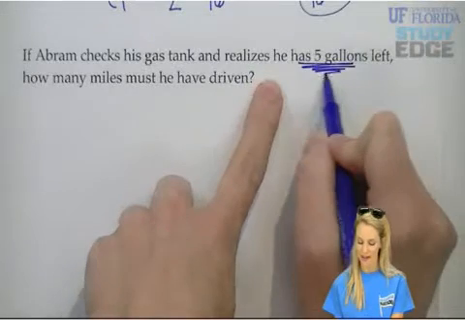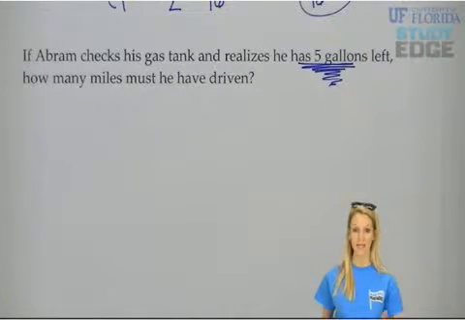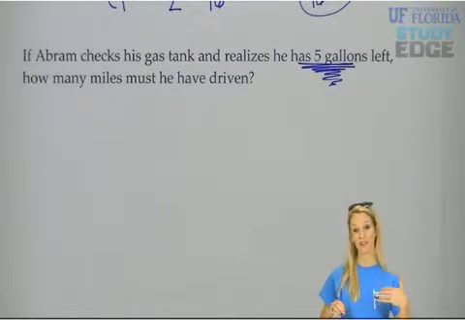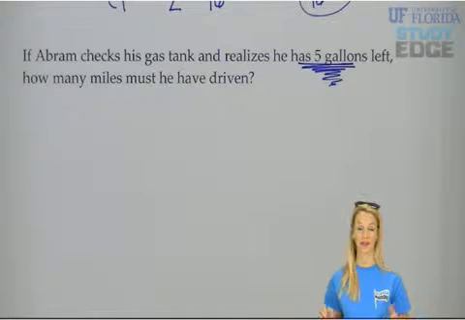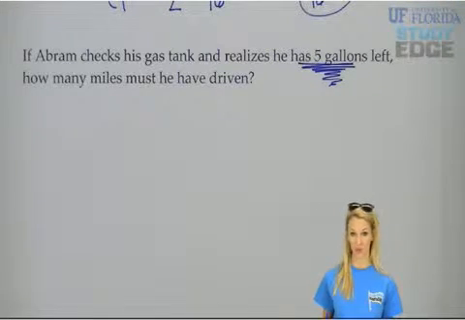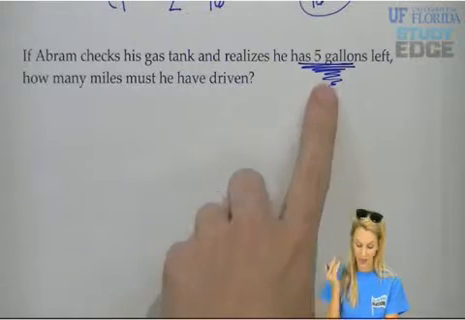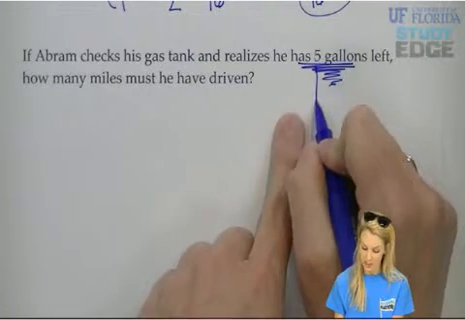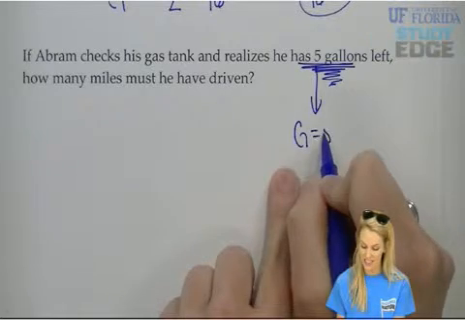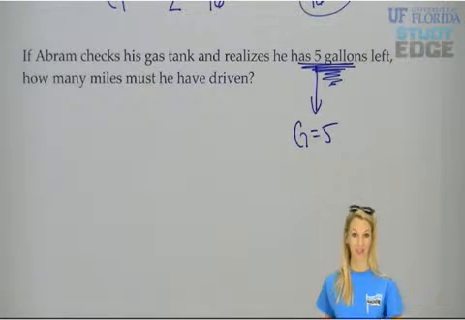He has 5 gallons left. Is that telling us the amount of gas in his gas tank, or is that telling us the number of miles that he drove? Well, it's telling us the number of gallons that he has left. Staying right here, G is equal to 5. He's got 5 gallons left in his tank.